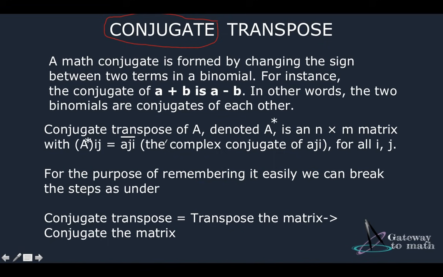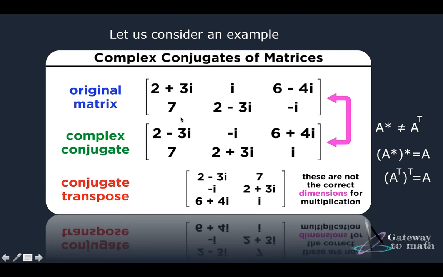Now the conjugate transpose is nothing but when you simply do a conjugate and then transpose a matrix, it is called the conjugate transpose of a matrix. It's denoted with a star sign. Okay, let's take an example. This is my original matrix here. The entries are 2 plus 3i, 7 and so on.